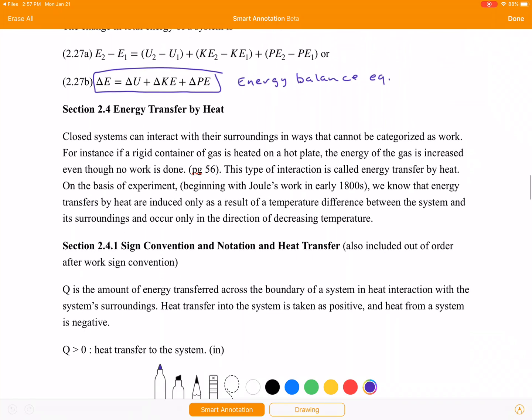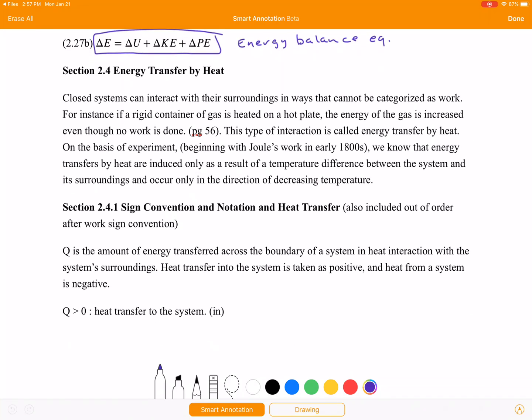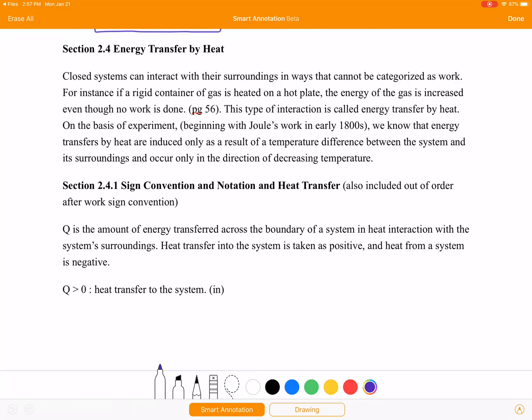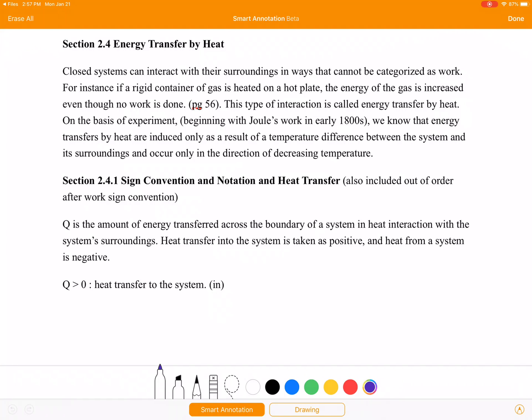Okay, so energy transfer by heat. We talked a little bit about this. I put it out of order, but here is where it really goes. Closed systems can interact with their surroundings in ways that cannot be categorized as work. For instance, if a rigid container of gas is heated on a hot plate, the energy of the gas is increased even though no work is done. This type of interaction is called energy transfer by heat. We use the symbol Q. On the basis of experiment, beginning with Joule's work in the early 1800s, we know that energy transfers by heat are induced only as a result of temperature differences between the system and its surroundings, and occur only in the direction of decreasing temperature.